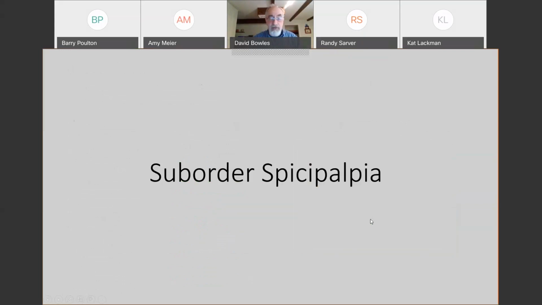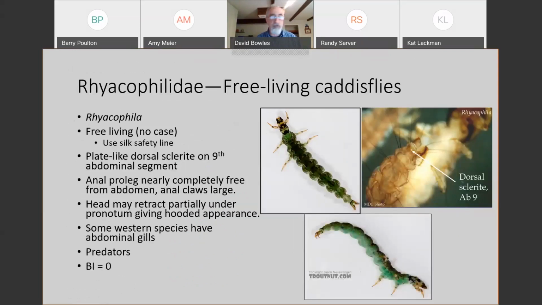So let's talk about these by suborder. We're going to start with the mixed box, the Spicipalpia, first, and we'll start with the family Rhyacophilidae, which are the free-living caddisflies. We have only one genus, that is Rhyacophila. There is no case. Again, they use the silken safety line to anchor themselves.